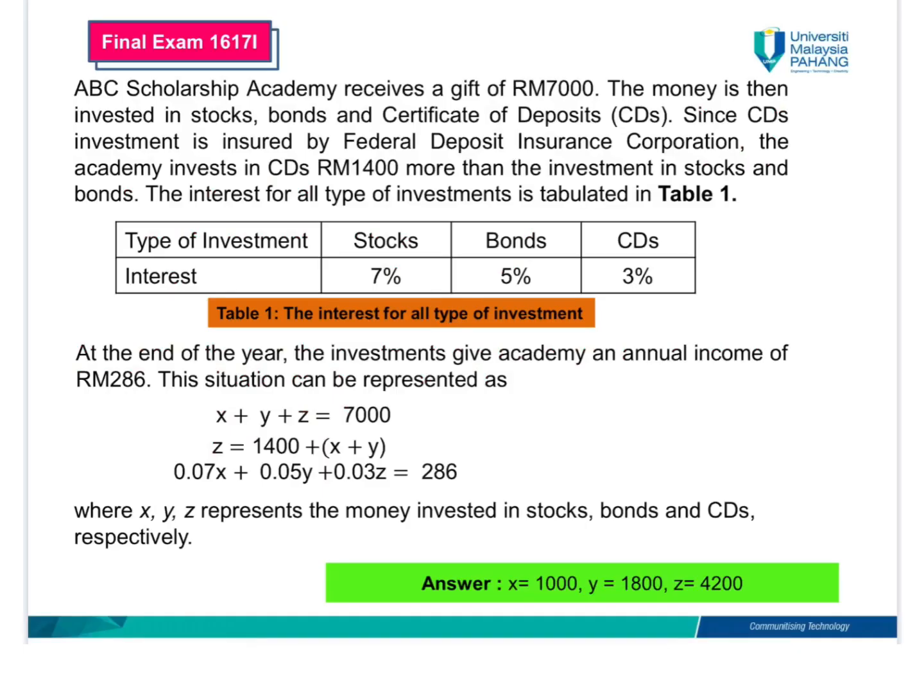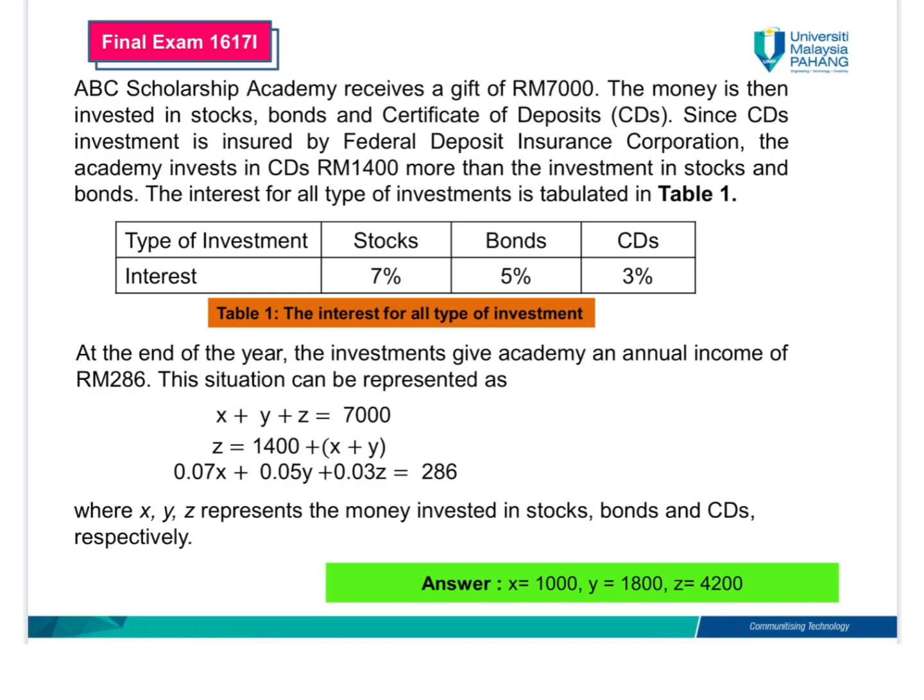This is example from the final exam 2016-2017 first semester. Okay, ABC Scholarship Academy receives a gift of 7,000. The money is then invested in stocks, bonds, and certificate of deposit (CDs). Since CDs investment is insured by Federal Deposit Insurance Corporation, the Academy invests in CDs 1,400 more than the investment in stock and bonds. The interest for all type of investment is tabulated in table 1. So you have stock 7% interest, bonds 5% interest, and CDs 3% interest. At the end of the year, the investment gives Academy an annual income of 286.